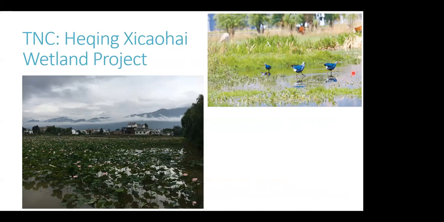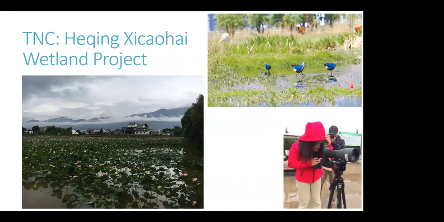What is it called? I think in Chinese it's called kind of purple water chicken, but I think the official name might be swamp hen. I'm not an expert on that, but they're really beautiful. The biodiversity on this wetland is phenomenal. Here is me looking into a spotting scope, which is a savior because I can never find a bird in a pair of binoculars. But the spotting scope is really helpful.